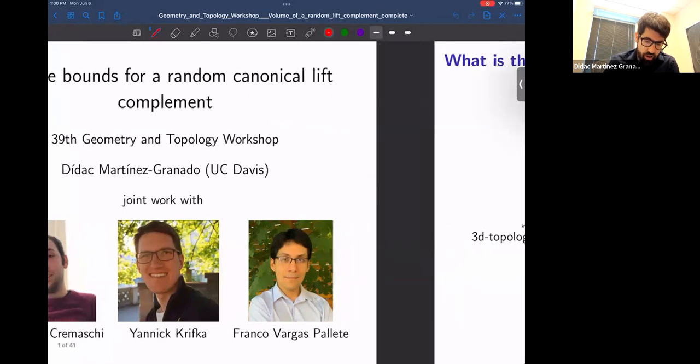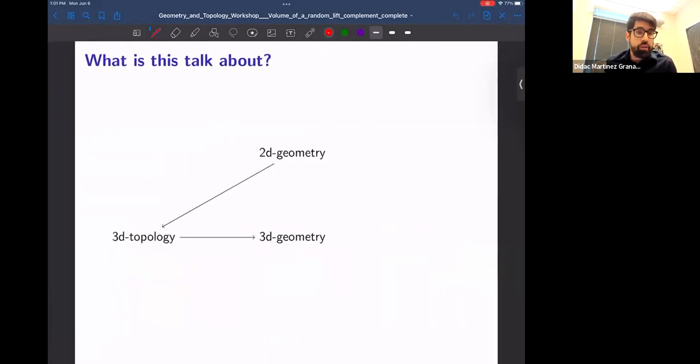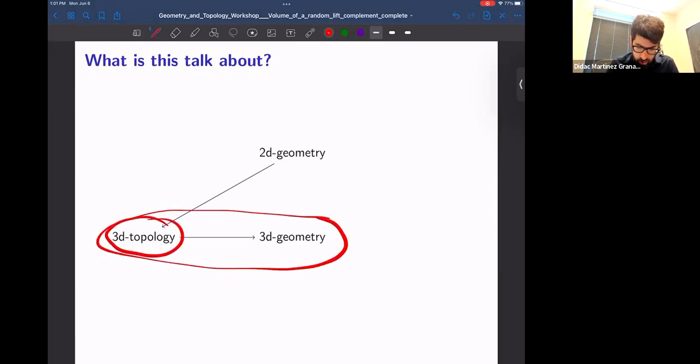Let me first say some general words on how this talk relates to the main lecture today by Jessica. One of the things that will be discussed in the main lecture is how to go from combinatorial topological descriptions of three manifolds and extract geometric information, for example, give lower or upper bounds of the volume of a given three manifold, starting from topological data. So going from three-dimensional topology to some invariant in three-dimensional geometry, such as volume.